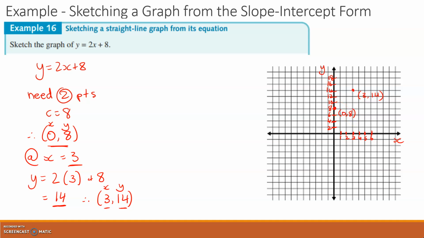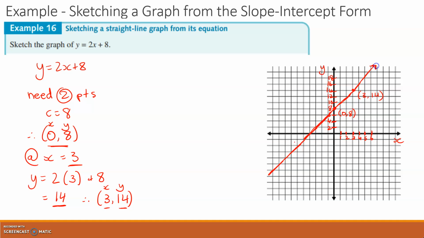Alrighty, now I've got 2 points, I'm finished. I just need to join the 2 points in a straight line. So I'd prefer to be using a ruler, but the nature of drawing on a tablet means I don't have access to one right now. So I've drawn up my line by connecting those 2 points, and it's the only possible straight line that could connect those 2 points. So I know I've done it correctly.